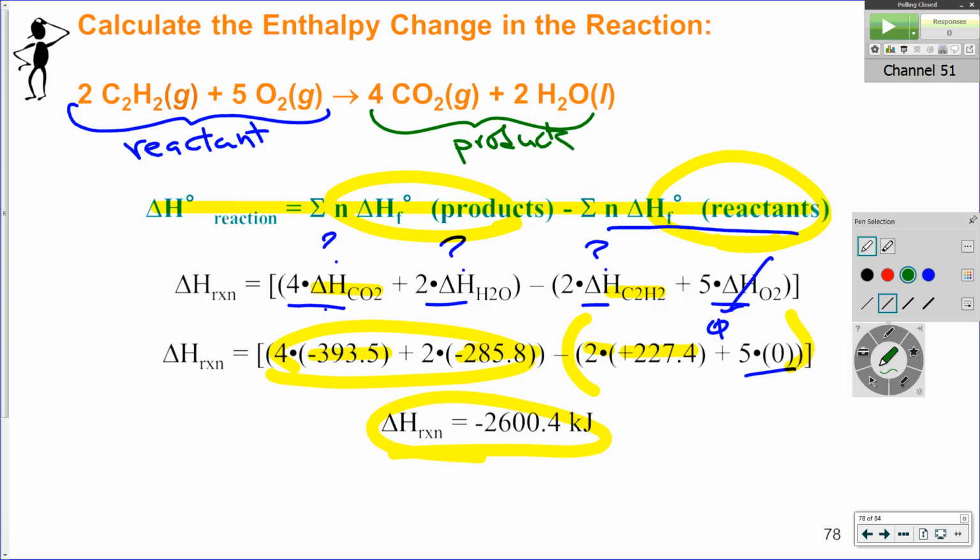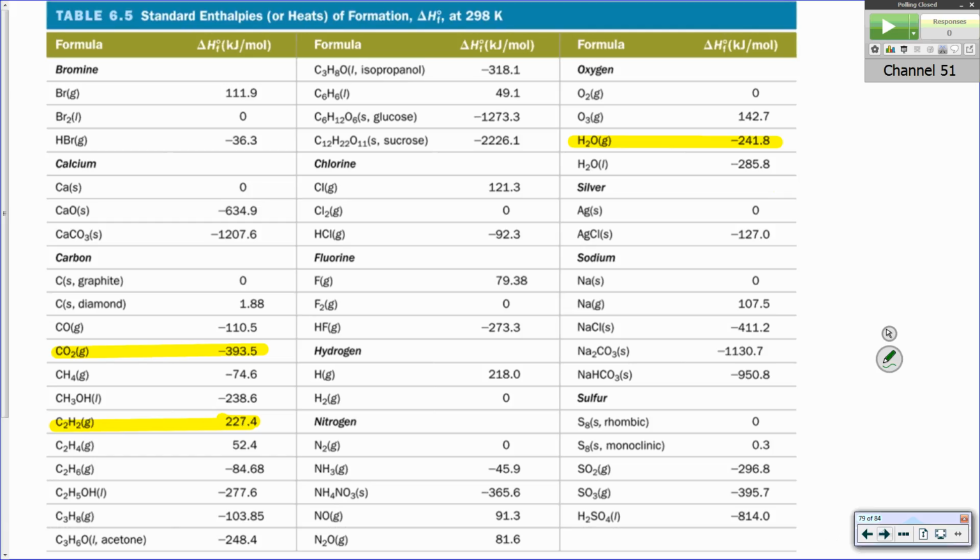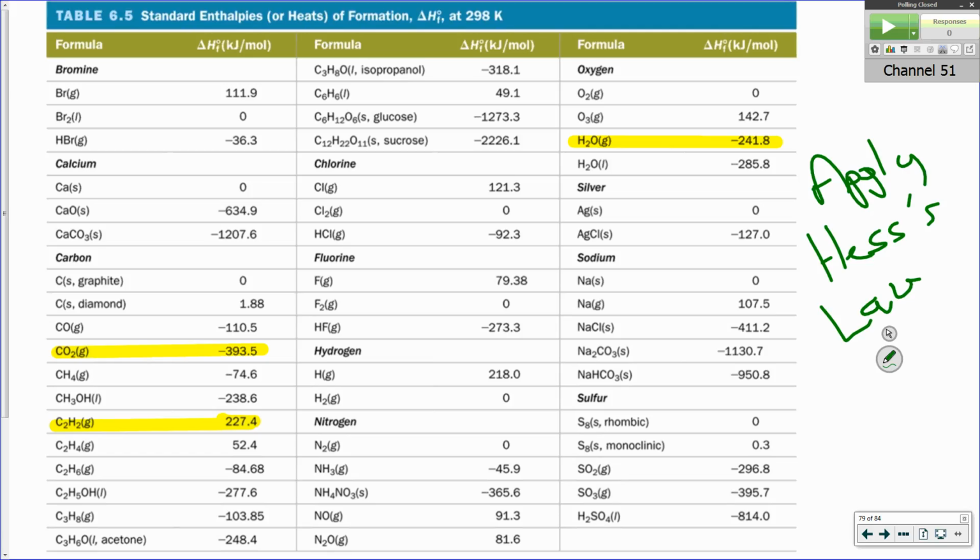Okay, so that's this portion of it. When we do draw, we use this. If you've got the data in the tables, you can apply Hess's law to this every time, and it certainly makes life easier. We're going to find that line sometime in the future, unless you don't have the value in the table.